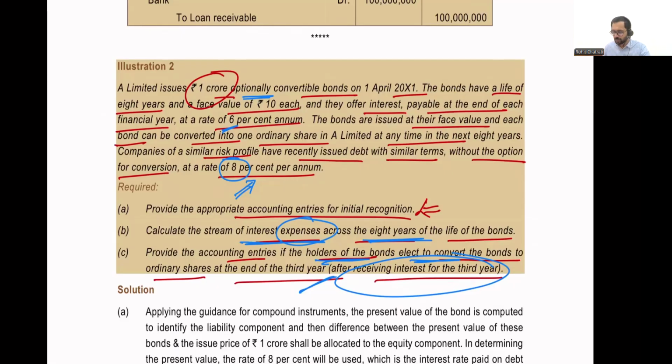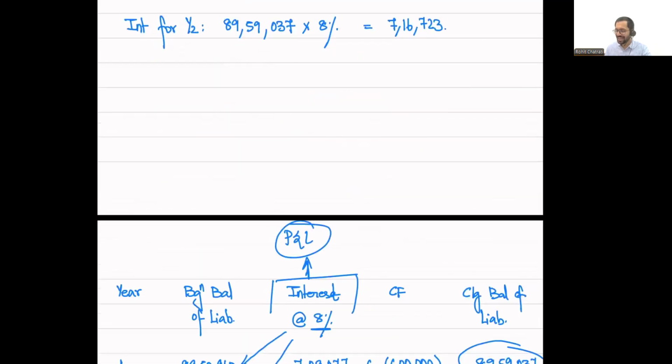The question is, how many shares are we issuing? We are issuing one share for every bond. Each bond will be converted into one ordinary share. The number of bonds that we had were 1 crore divided by the face value of rupees 10, which is also given in the question. Therefore, the number of bonds that we issued were 10 lakh bonds. Each bond will get converted into an equity share. So 10 lakh bonds will get converted into 10 lakh equity shares.